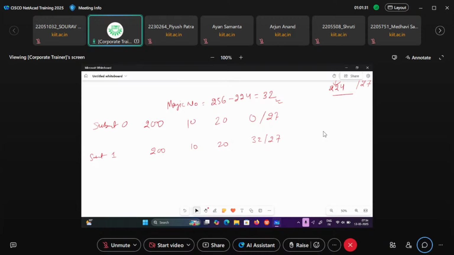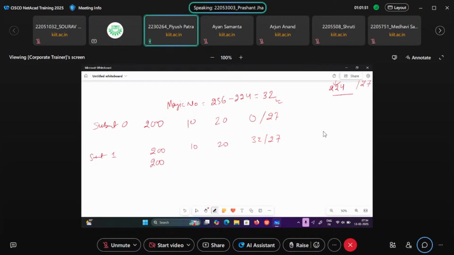210.20.32/27. Yes or no? So accordingly, you can configure all this. What if you start configuring the IP from subnet 1? So the first IP of the host will be what? Can you tell me? First IP of the host. Which IP? 200.10.20.1.